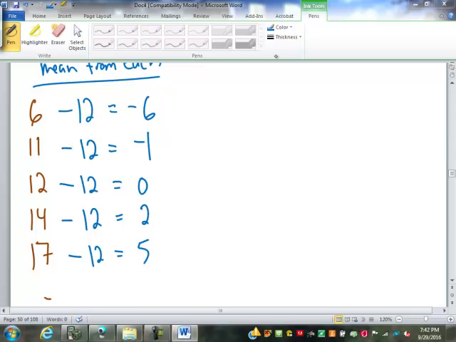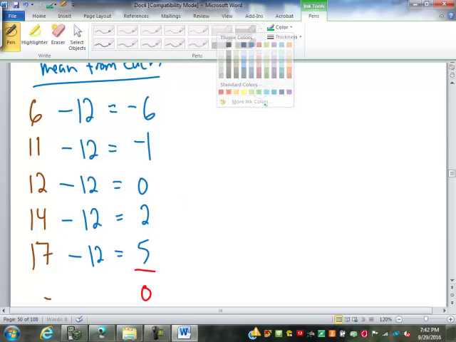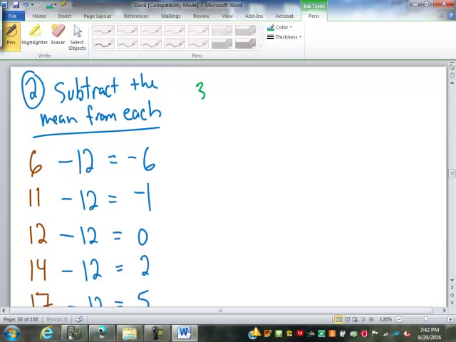Now it's meaningless, but at this point we could double check ourselves. If I add these numbers up, they better add to 0. If they don't, we did something wrong. Usually a mistake calculating our mean would be the problem there. The third step is to square each of those numbers.